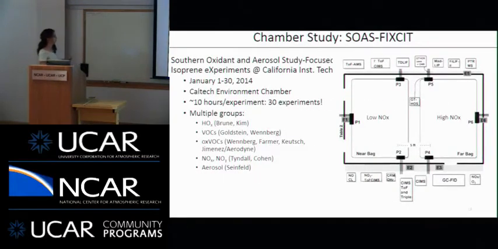So I'm not going to go through the details here. You're all atmospheric chemists in the room. This is the Caltech environmental chamber. This is the month of January. I went on vacation, and my poor graduate students went to Caltech for the month. They did 30 experiments in about 31 days. It took about 10 hours per experiment.